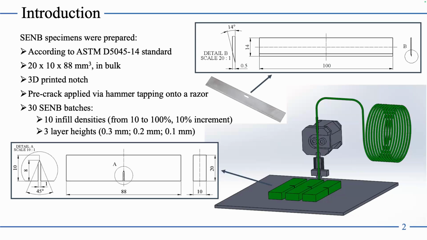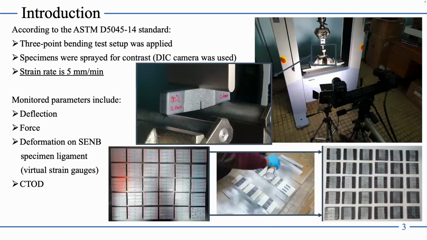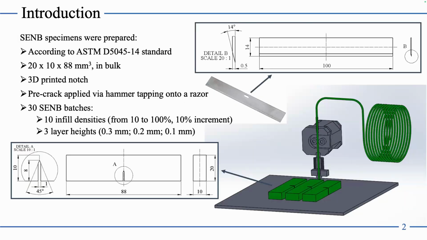So, and the dimensions of it. And yes, we used 10 different infill densities. So we used the whole spectrum which was possible in the slicer software, from 10 to 100% with a 10% increment. So 10 different cases. And just to point out, the specimens were printed flat on the build platform.